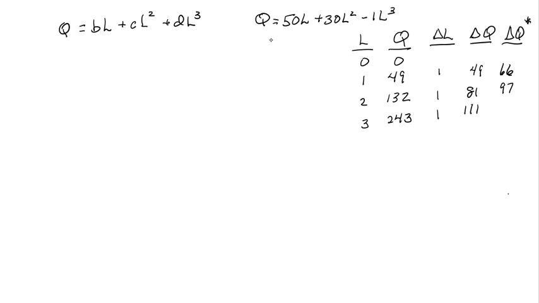And we can take that and put it into a table. I've asked that you do this in Excel. So you'd write labor, 0, 1, 2, 3. That's all we're going to do right here. And when labor is 0, all of the terms are 0. 50 times 0, 30 times 0 squared, and so forth. Q is 0. But when you let L be equal to 1, it turns out to be 49.